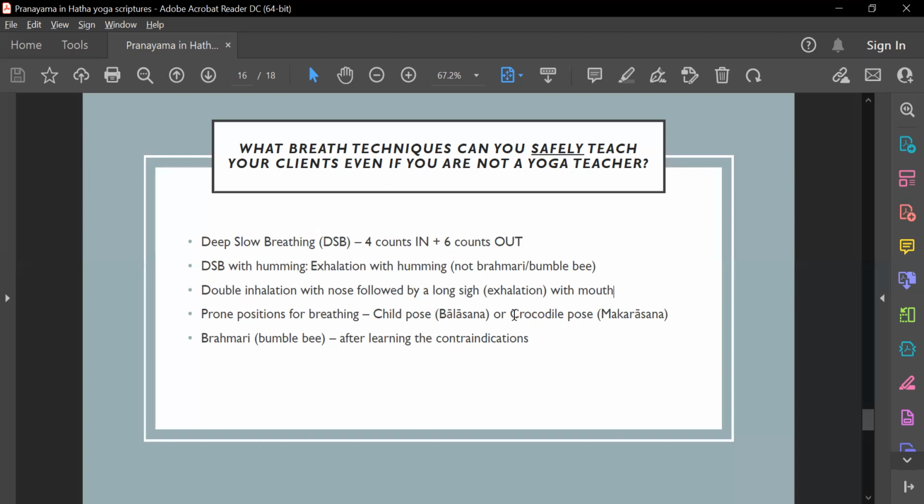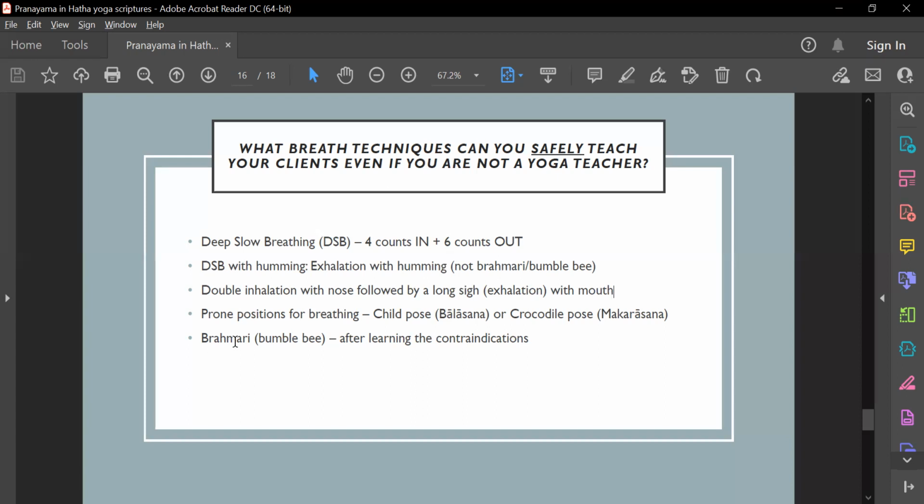For them, you can try crocodile pose as well. This is the proper prone position where your belly is on the floor. They're lying down on the mat, and then you can make a pillow out of your forearms, one on top of the other, and then you can rest your forehead on that. So crocodile pose also helps to breathe deeper. And then, of course, the Brahmari itself.